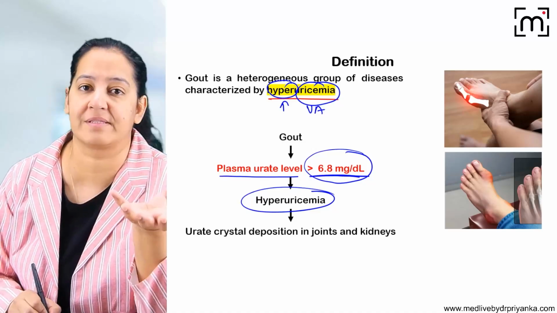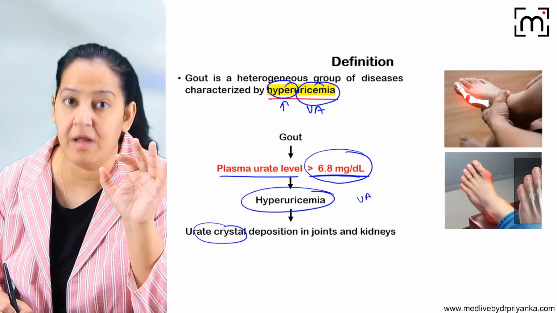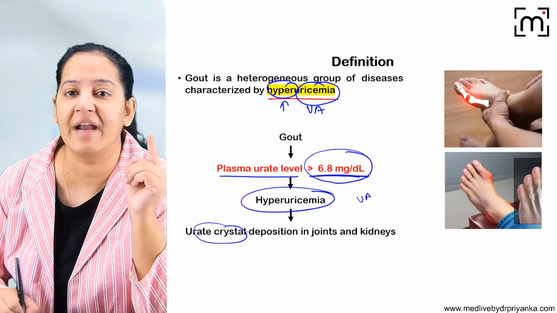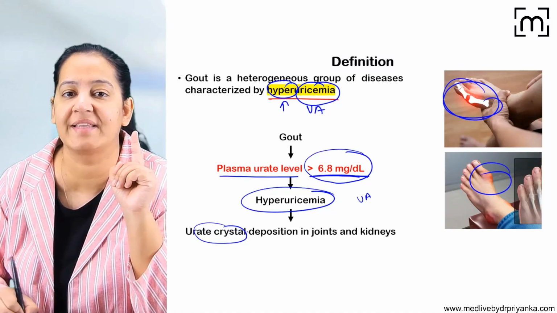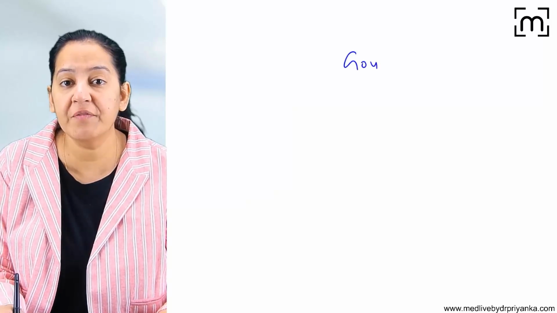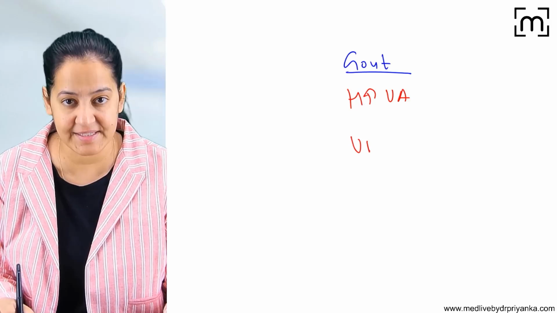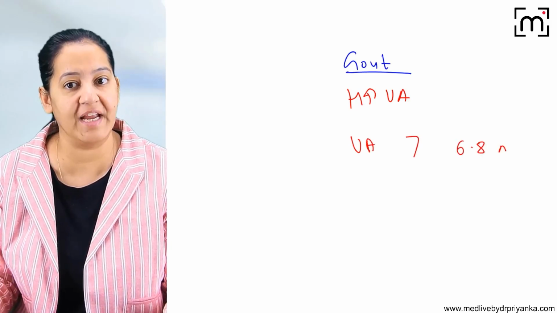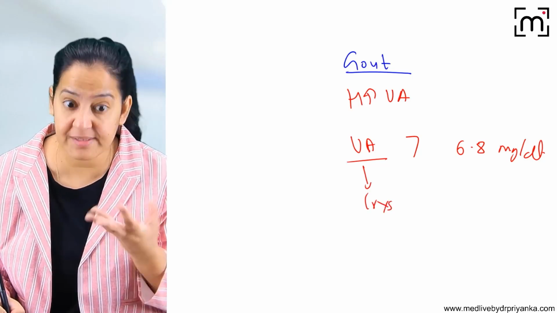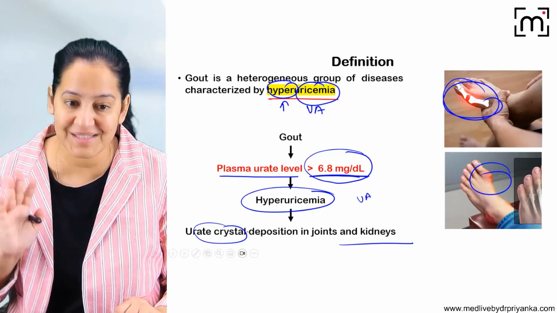Then the urate will form crystals. Uric acid will form crystals. Normally, uric acid is soluble in the plasma. But whenever the concentration is more than 6.8 milligram per deciliter, then urate crystals are formed. And these crystals get deposited in the joints and the kidney, and that is known as gout. So this is the definition of gout. How will you define gout? Gout is hyperuricemia. When the uric acid concentration in the blood is more than 6.8 milligram per deciliter, at that time the uric acid will crystallize and the crystals will get deposited either in the joints or in the kidney, and that is gout.